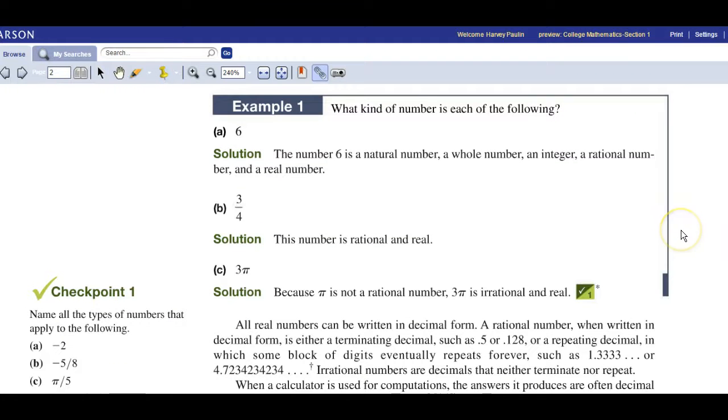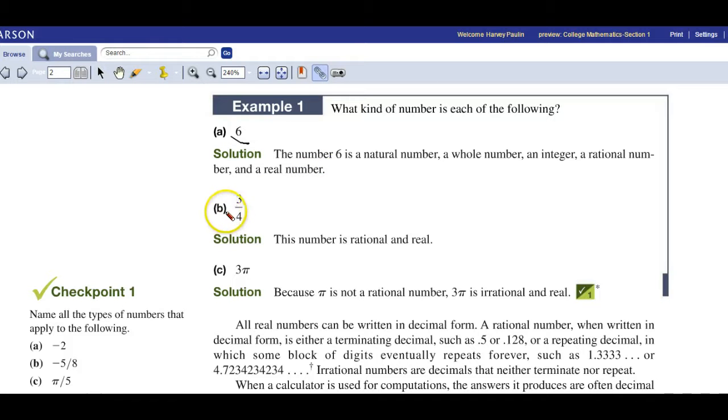And now this is the pattern they will give us throughout this, is to give us some kind of examples. And of course, as you read your textbook, you could read these as well. Here they're saying the number 6. The number 6 is a natural number. It's a whole number. It's an integer. And it's a rational number. And, of course, it's a real number.